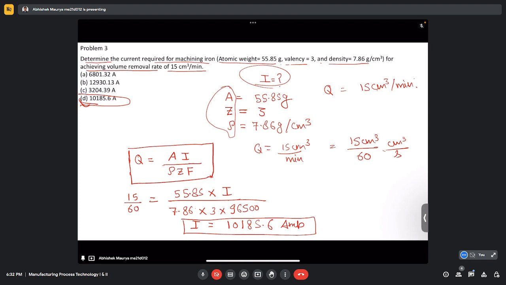Is it clear? You can see the current value is very high, 10,185 amperes. So this is very high current. So yes, that is true. In electrochemical machining, voltage value we keep lower, but current value is very high. So the correct answer is D. Any confusion? Okay, so let's move to the next problem.